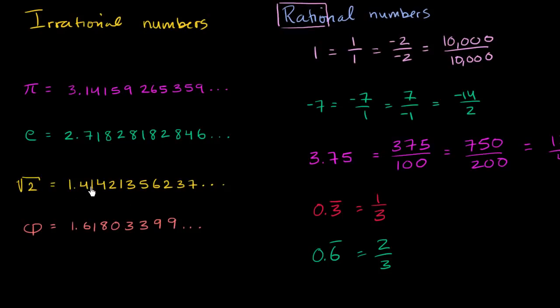You take the sum of an irrational and a rational number, and we'll see this later on. We'll prove it to ourselves. The sum of an irrational and a rational is going to be irrational. The product of an irrational and a rational is going to be irrational. So there's a lot of irrational numbers out there.